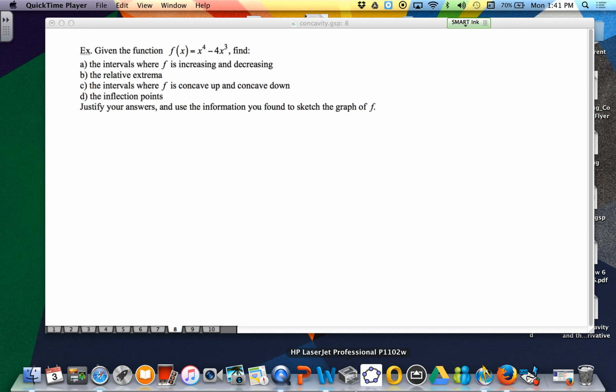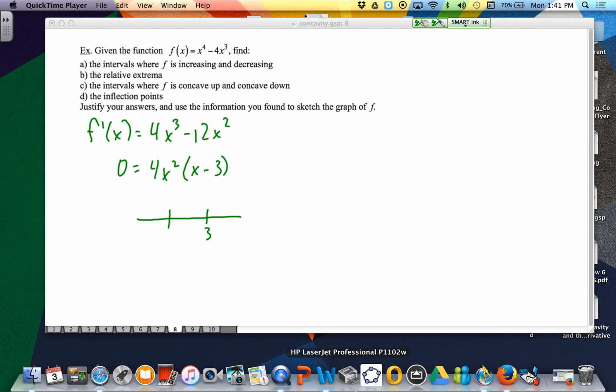All right, well, for increasing, decreasing, I would want to take f prime of x, which is equal to 4x to the third minus 12x squared. Set that equal to 0. I'll factor out a 4x squared, and I'll have x minus 3. So I have critical numbers at 0 and 3.